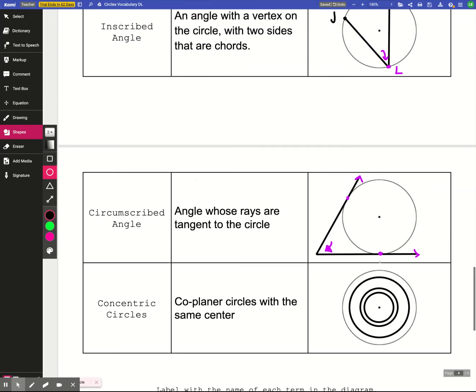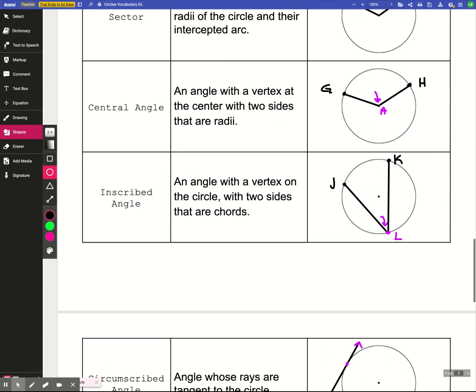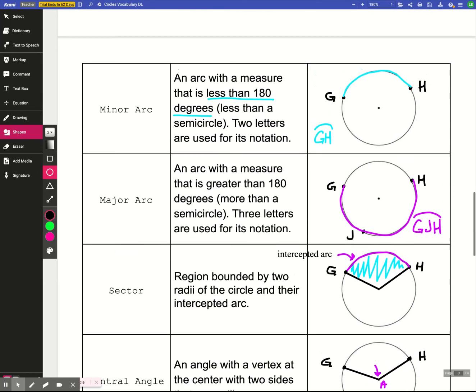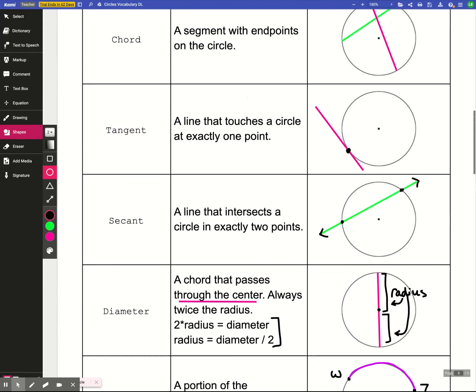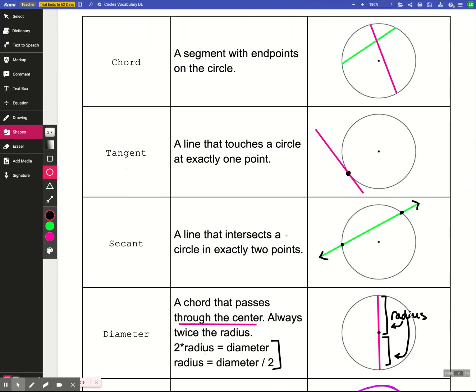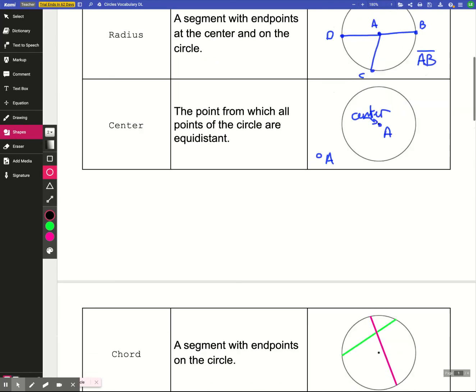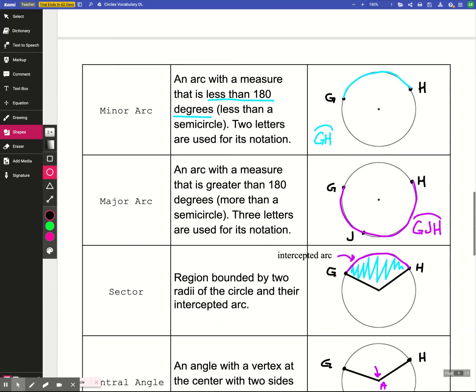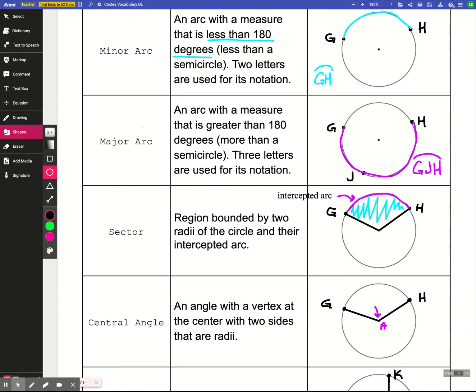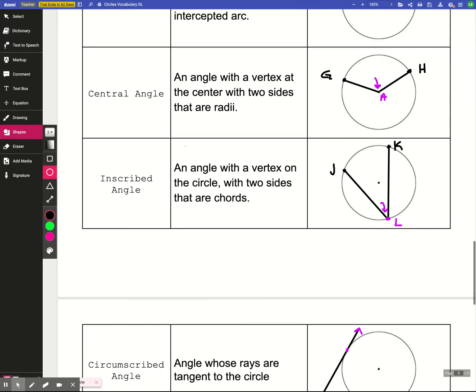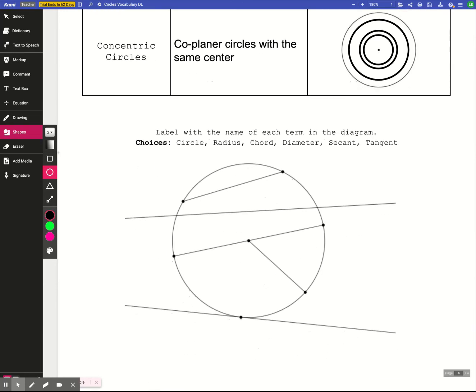Okay, so those are your definitions. A lot of them, like I said, I'm hoping you had seen before now. What I would focus on this week is these segments in circles: chords, tangents, secants, diameters, radii, all that fun stuff. We'll get more into the angles and the arcs in the next section. So really quickly, I'm going to label this lovely circle that I have right here.